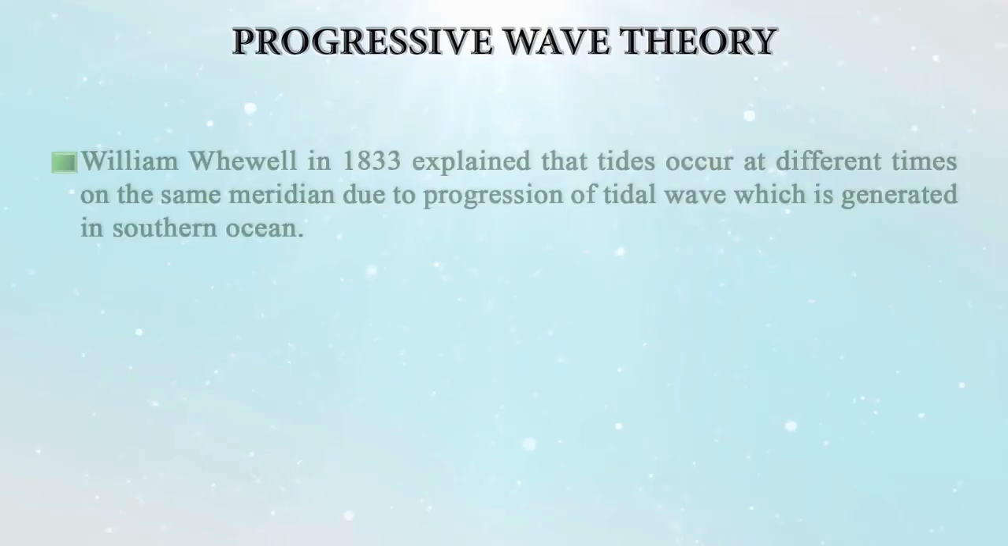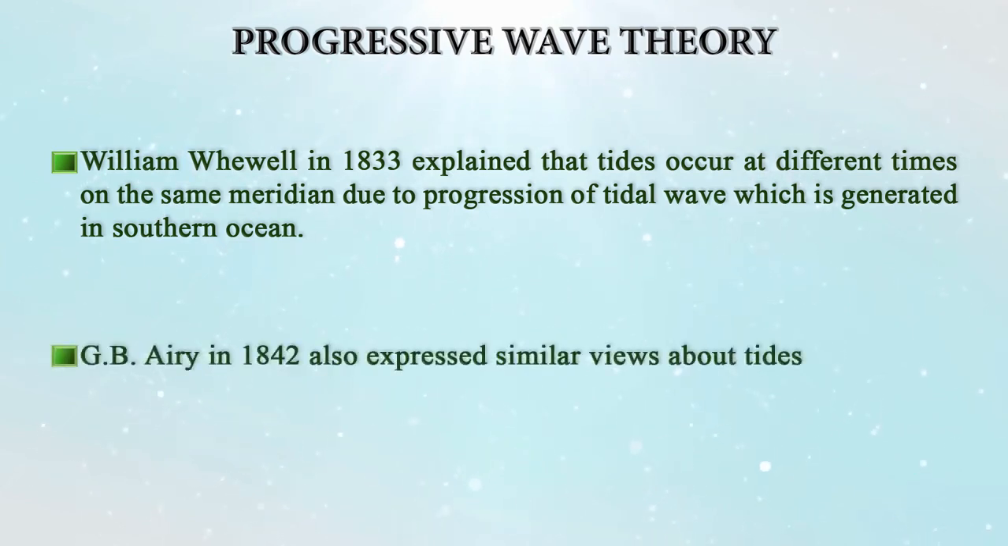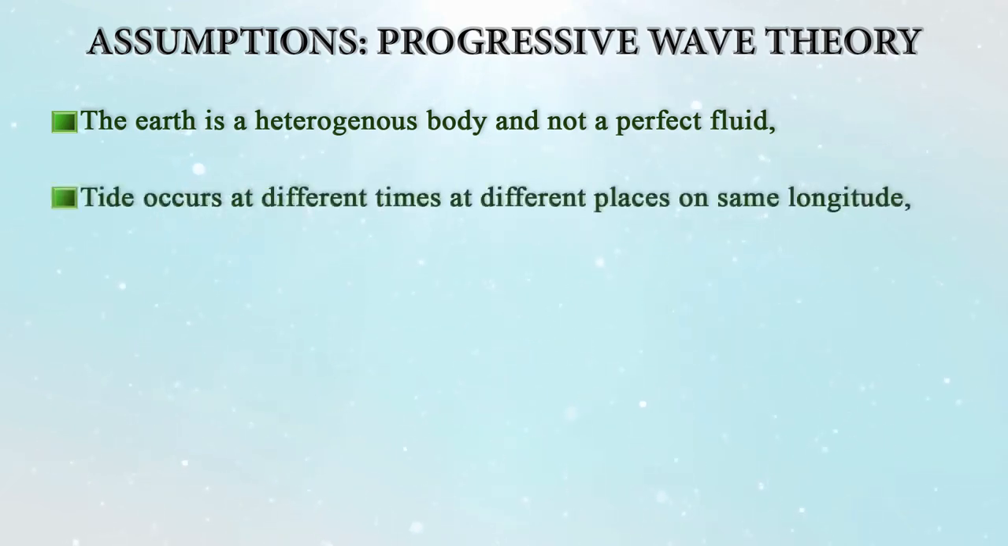Now another theory which happened to be more promising in explaining the origin of tides was the progressive wave theory, which was given by William Whewell in 1833. G.B. Airy in 1842 also expressed similar views about tides, and his theory was known as canal theory. Now let us explain what assumptions were taken by this progressive wave theory: that the earth is a heterogeneous body and is not a perfect fluid, and tide occurs at different times and at different places on the same longitude.